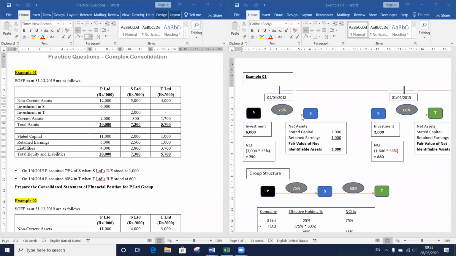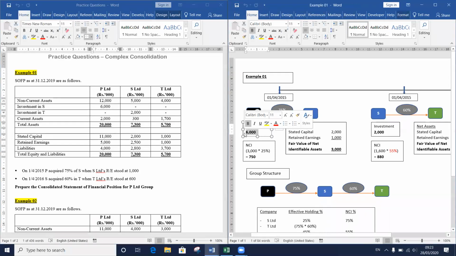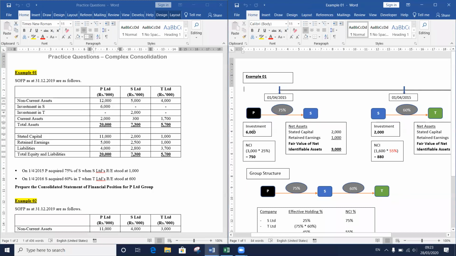Investment in S, P has acquired this, the amount is what? 6,000, that is what I have taken here, right? This is what we have in our financial statement.